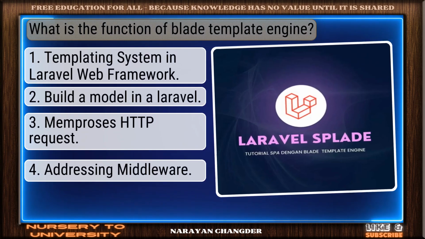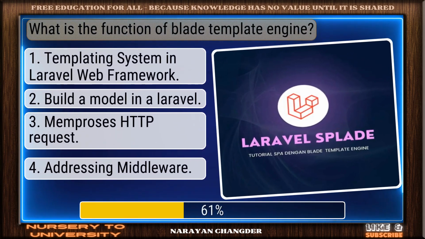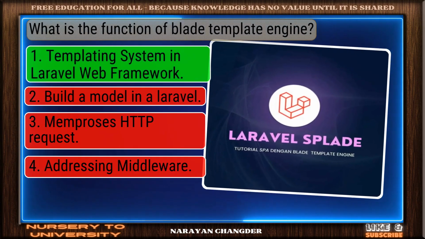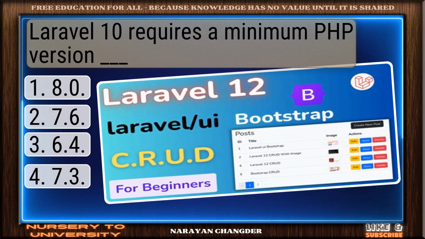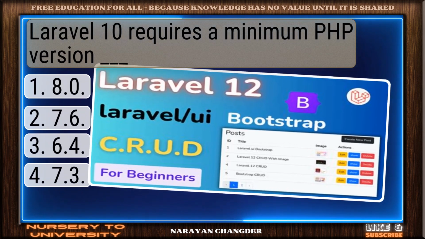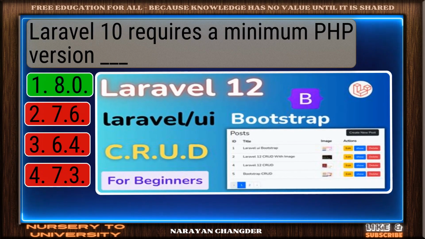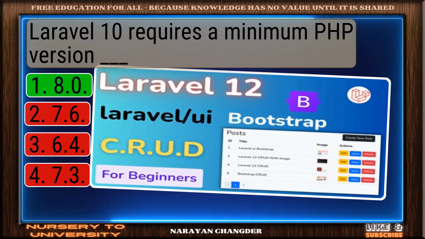Question number 7. What is the function of Blade template engine? Excellent. Templating system in Laravel web framework is a brilliant choice. Question number 8. Laravel 10 requires a minimum PHP version dash. Sharp thinking. 8.0 is the right choice.